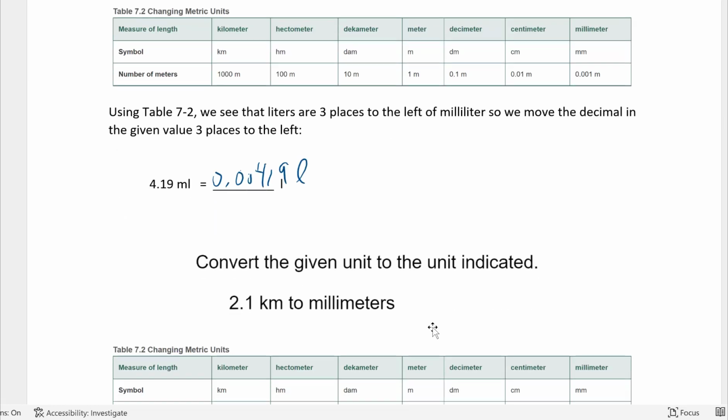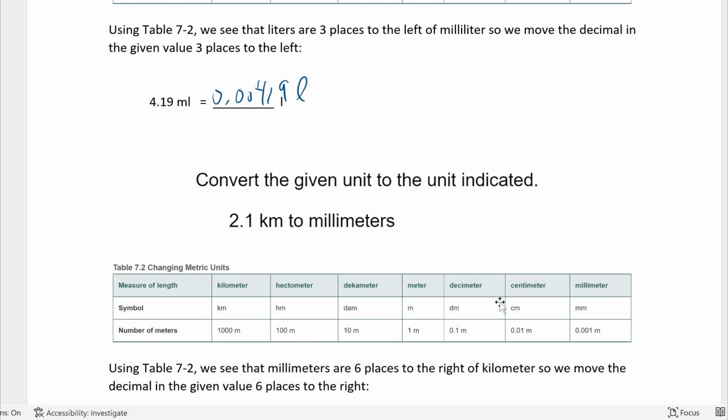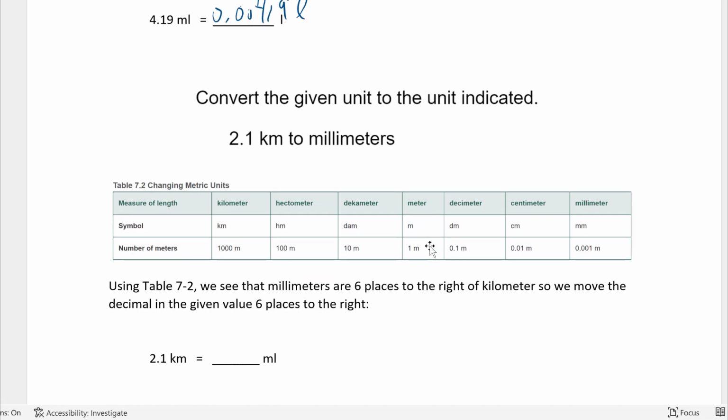I'm going to do another conversion. This time we're in distance units, so we're going to go from kilometers to millimeters. We see kilometers way over on the left side and millimeters way over on the right-hand side. So again, we're going from a large unit to a smaller unit, so we know we're going to get an answer that's bigger than what we started with. And it's 6 places over here, 1, 2, 3, 4, 5, 6. So we're going to move the decimal place 6 places to the right.